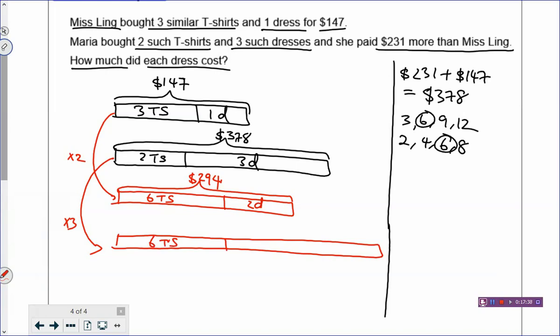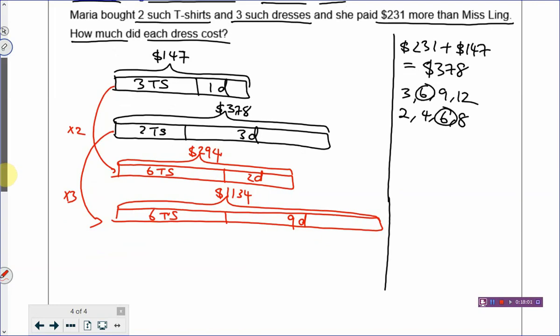And then your 3 dresses you times 3, you will get 9 dresses. And then the money, which is $378, you also triple it. So you have 378 times 3, and you will get $1,134. Alright, so now we can solve the problem, right?